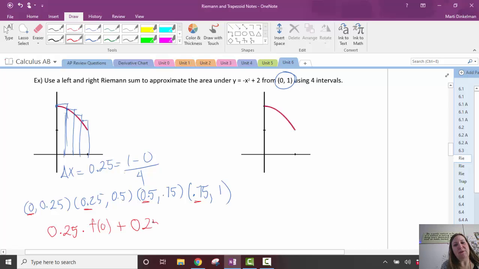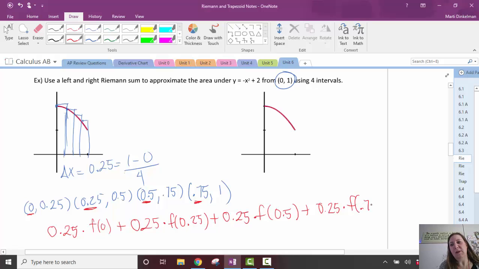The second rectangle also has a width of 0.25. To figure out its height, I'm going to use the x value 0.25. I underlined it here so I would know that's how I'm going to find my height. I'm going to have to use my calculator for that, although it wouldn't be terrible; I just don't want to do that much work. Third rectangle: still a width of 0.25, and I'm going to use the x-coordinate 0.5 to find how tall it is. And finally, the last one, I'm going to plug in 0.75.